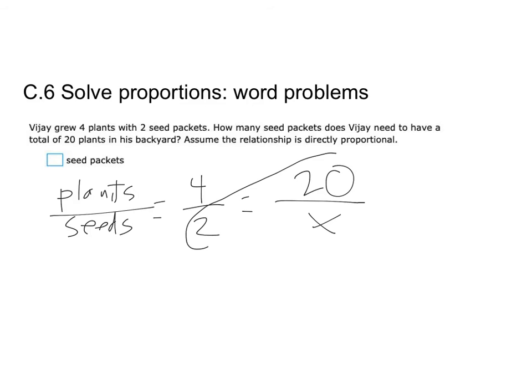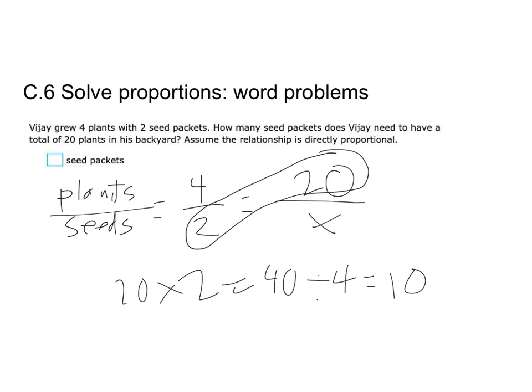So here we solve proportions just like we did in C.5, where we multiply the two that are kitty corner to each other, or 20 times 2. And then whatever we get, we're going to divide that by 4. So 20 times 2 is 40. Divided by 4 is 10. And so that tells us there are 10 seed packets that he would need.